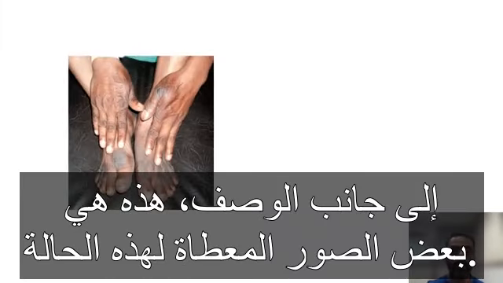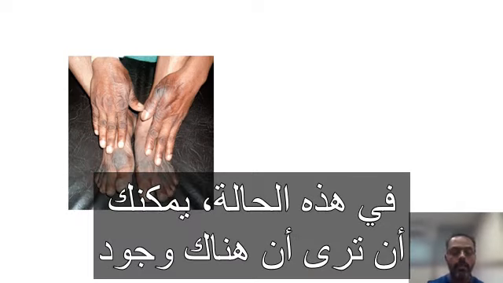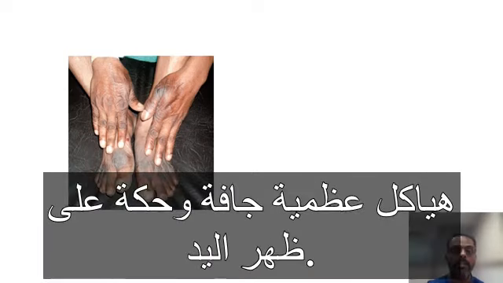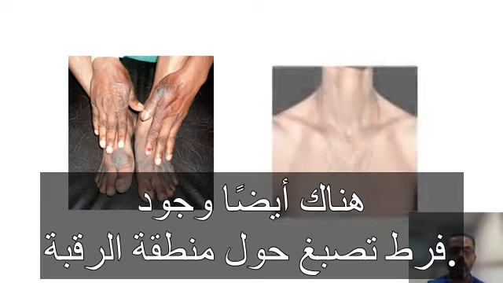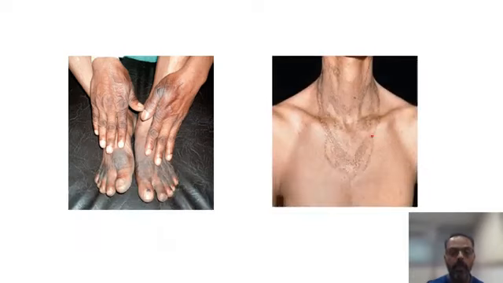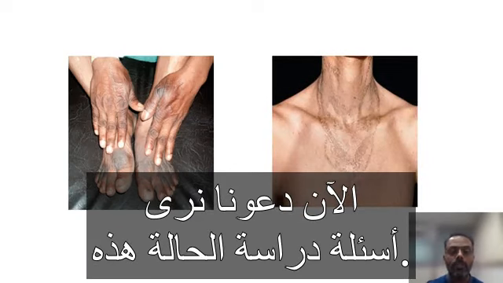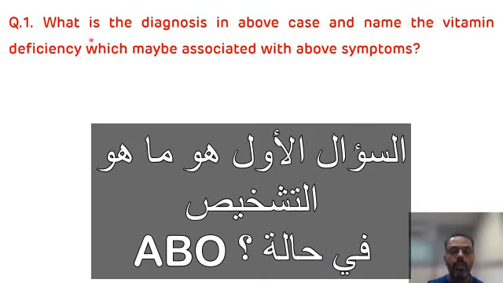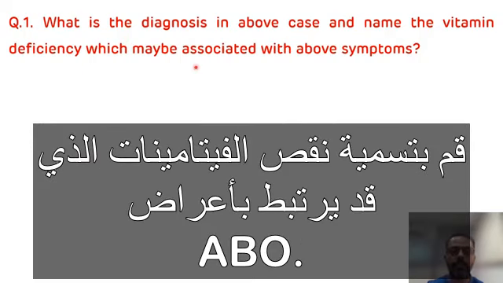Along with the description, these are some images which are given for the case. In the case, you can see there is a presence of dry, itchy, scaly lesions on the dorsum of the hand. There is also hyperpigmentation around the neck area. Now let's see the questions of this case study. The first question is, what is the diagnosis in the above case? Name the vitamin deficiency which may be associated with the above symptoms.